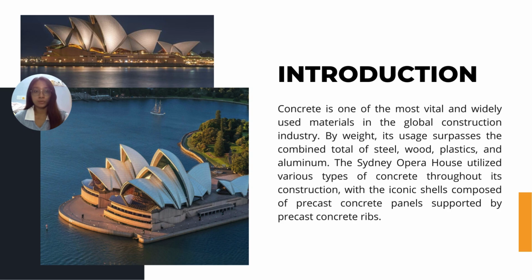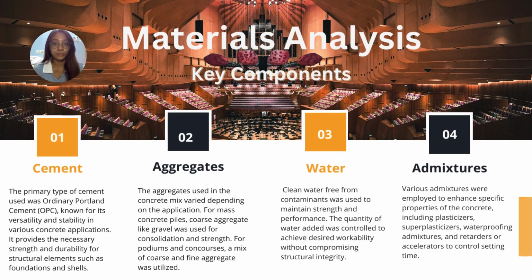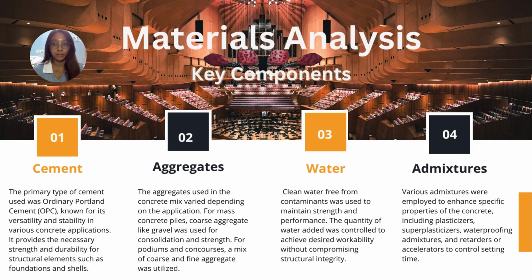Concrete is one of the most vital and widely used materials in the global construction industry. By weight, its usage surpasses the combined total of steel, wood, plastics, and aluminium. The Sydney Opera House utilized various types of concrete throughout its construction, with the iconic shells composed of precast concrete panels supported by precast concrete ribs. Next, we will look into the materials analysis and the key components used in the Sydney Opera House.